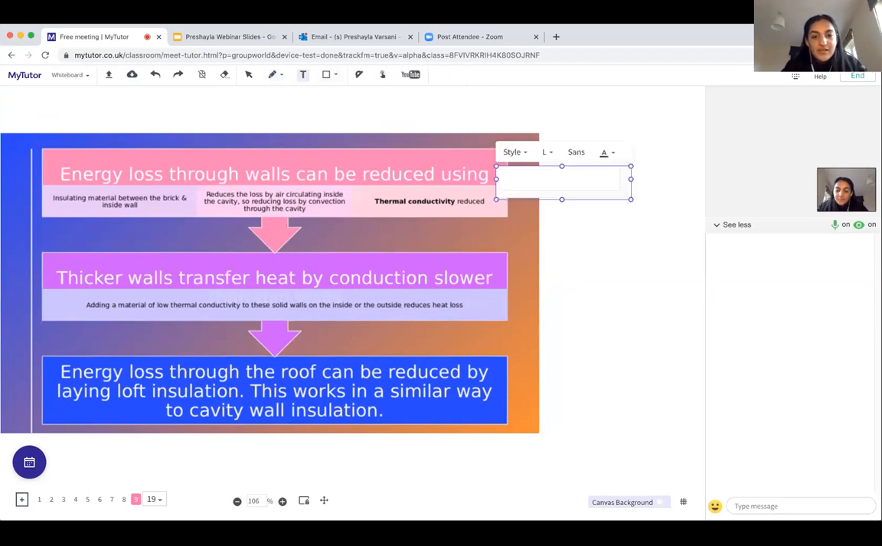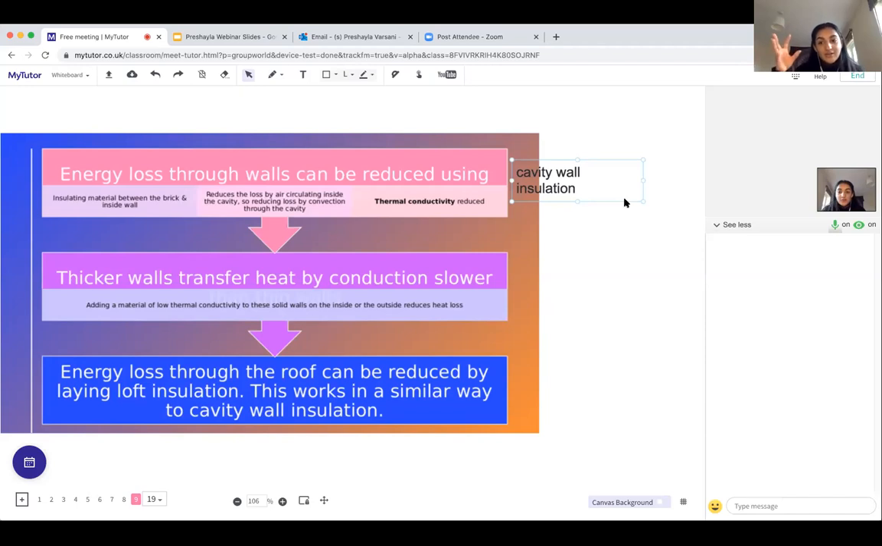Okay, so cavity wall insulation. Energy lost through walls, how do we reduce that? We use cavity wall insulation, which is an insulating material that we put between the bricks on the outside of our house and the wall on the inside of our house. So bricks on the outside and the wall on the inside.